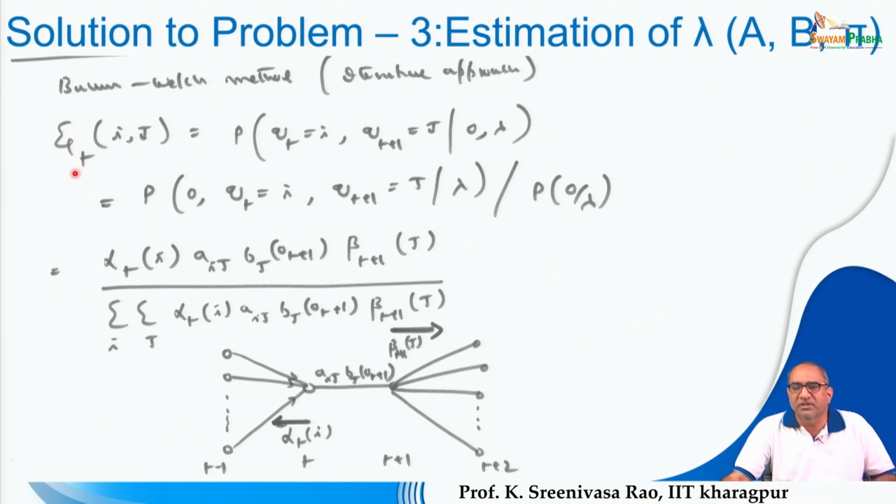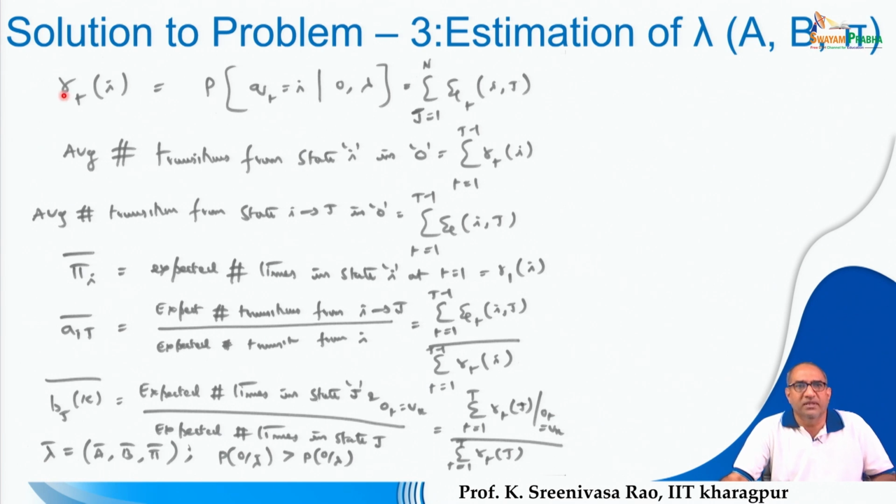Eta t of i, j and gamma t of i are similar. Gamma t of i means we are constraining only at a particular time instant, whereas eta t of i, j means we are constraining the sequence at the successive time instants t and t plus 1, where at time t the system should be in state i, and at time t plus 1 the system should be in state j.